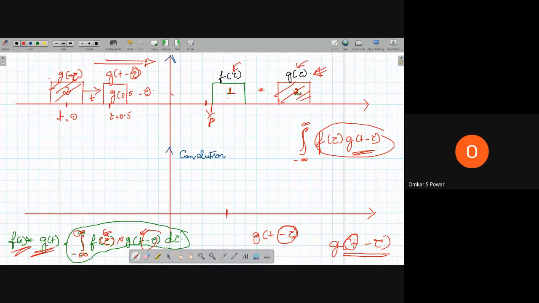So your convolution value up till this point P is what? It is 0. Up till point P, your convolution product is 0. But now this g of t minus tau, I am saying up till point P, okay. But after that, what will happen? This g of t minus tau will overlap with this one, okay. So it starts overlapping.